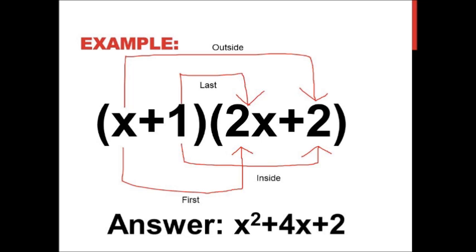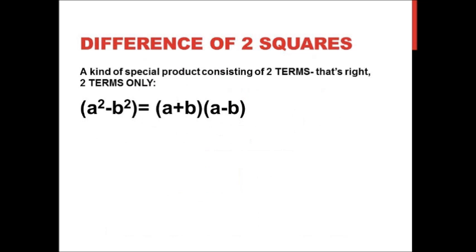and then you finish off the solution by adding plus 2, because the last terms, 1 times 2, is 2. So you'll get the answer of 2x squared plus 4x plus 2. So there, that's your example of basic FOIL multiplication that will come in very handy later. Okay, so you may be thinking, FOIL is very easy. So what is the difference of two squares?